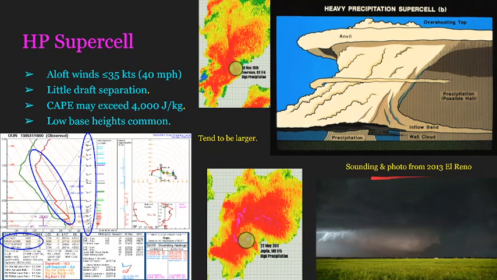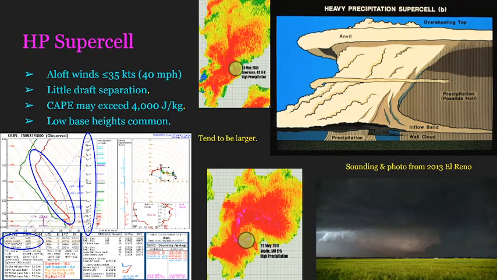And as you can read here above this photo, both this photo and the sounding are from the 2013 El Reno EF5, which, yes, had a CAPE of 5,228, not 2,528. What am I talking about? 5,000 joules per kilogram. Absolutely insane. And if you guys don't know already, the 2013 El Reno tornado is the largest tornado in terms of size ever recorded. So, kind of a big deal.